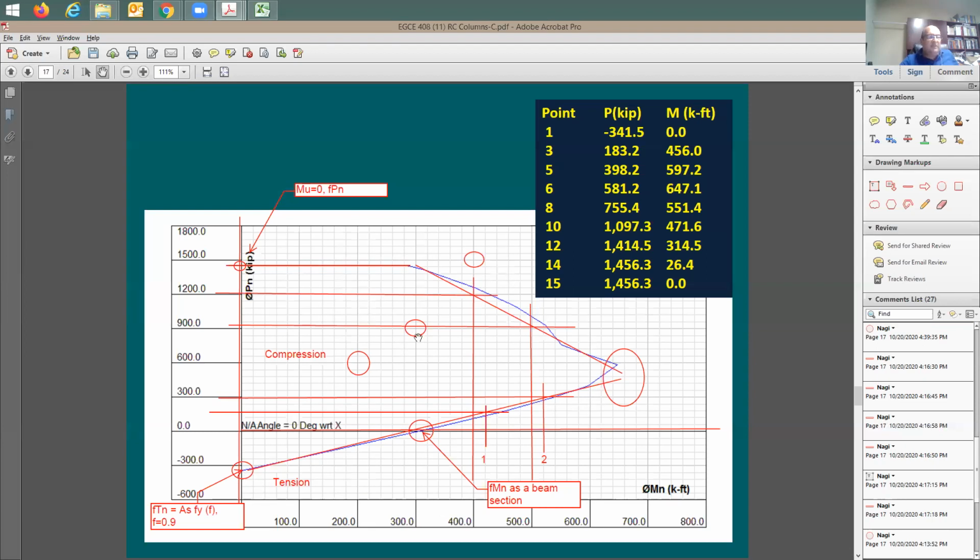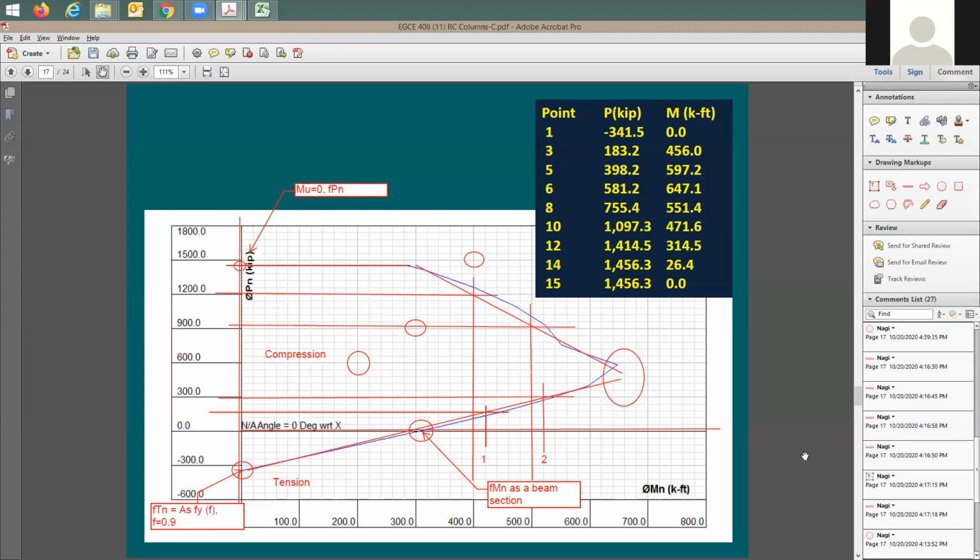Once this combination is going to be falling out of this envelope, your column is not good anymore to support this moment and axial load. Are we good? Yes? I'd like to hear from everybody, please. Yeah, from everybody. Yes, we're good. Yes. Okay.